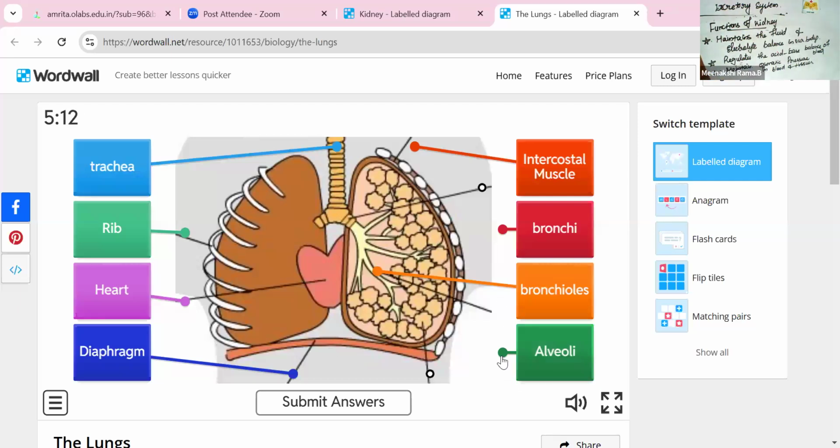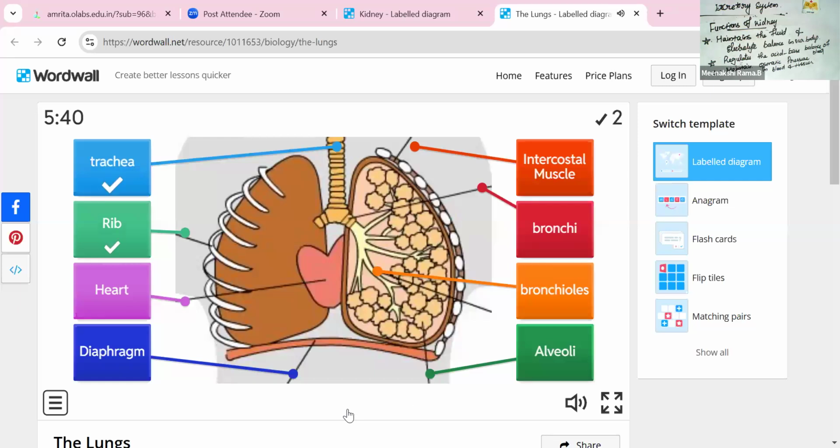Okay. So next one is alveoli. The alveoli part is this. Okay, this is the bronchial part and then intercostal, bronchi. Okay, these are all the right answers, ma'am. Shall we submit the answer? Yes, all the parts are right.